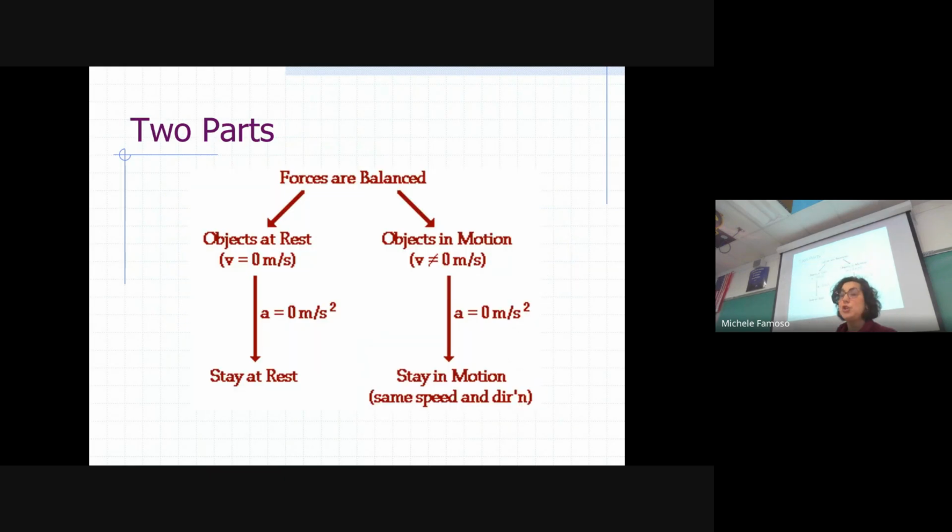So there are really two parts to this law, as you read. The primary thing that's true no matter what is that in this law, the forces on an object must balance out, like I was showing you in those pictures. They have to balance out. If the forces are balanced and the object's at rest, it means that your speed is 0 meters per second and it stays 0 meters per second.